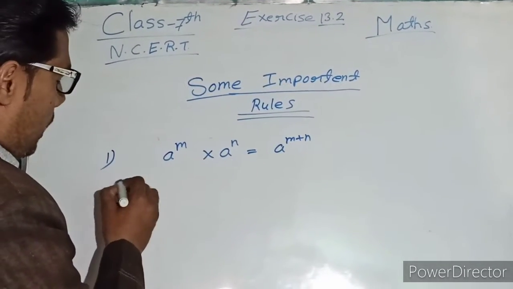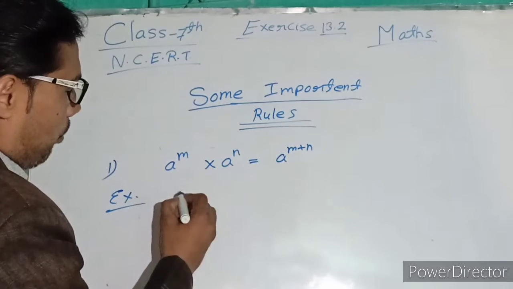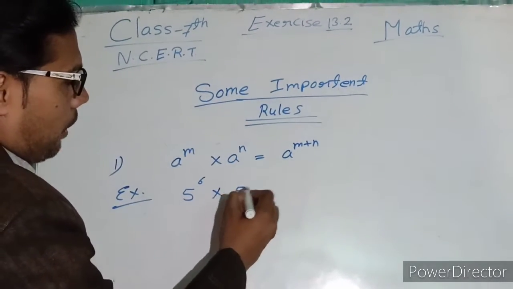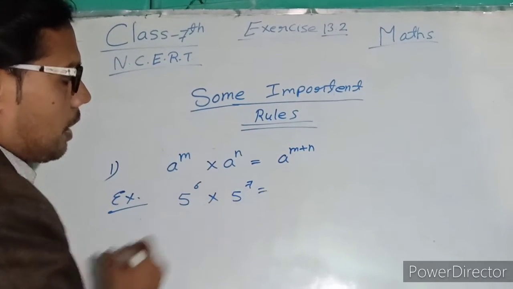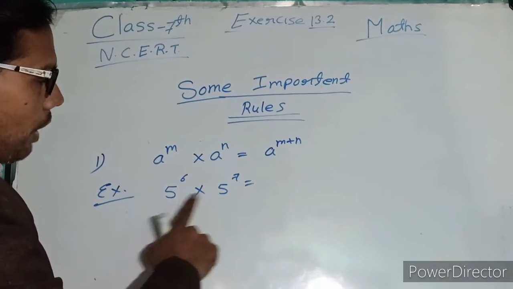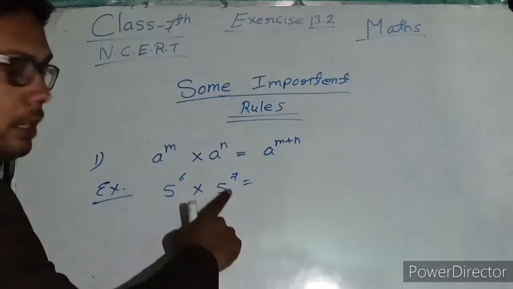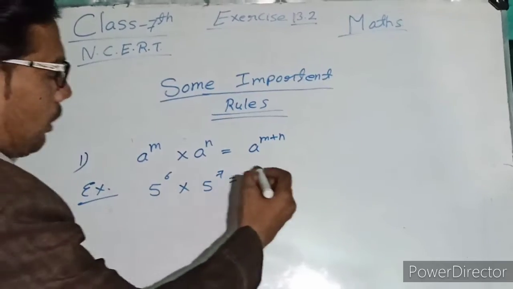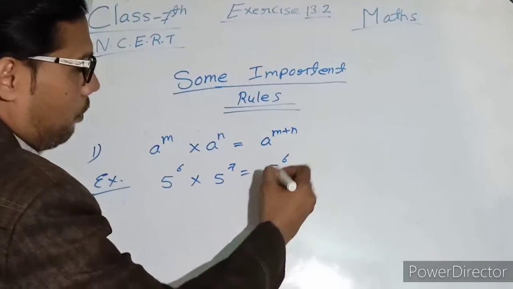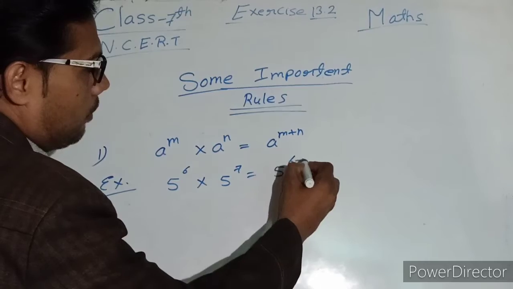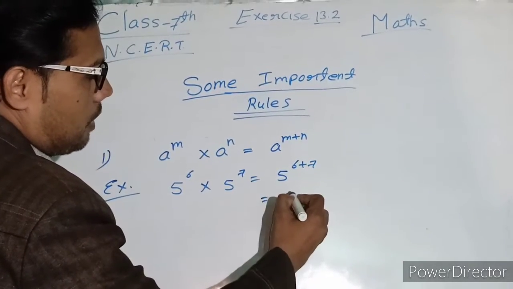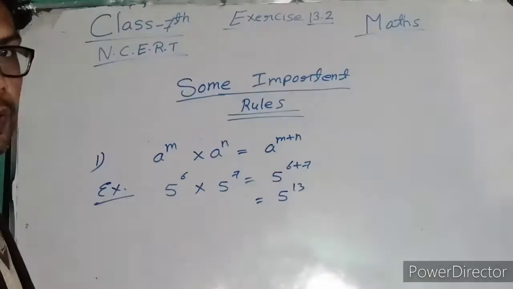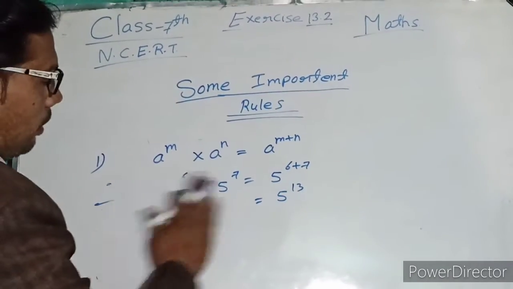Suppose for example you have 5 raised to the power 6 times 5 raised to the power 7. Here 5 and 5 is the base and 6 and 7 are the powers, the exponents. So we will write 5 one time and add 6 plus 7. So the answer is 5 raised to the power 13. Okay, now take another rule.